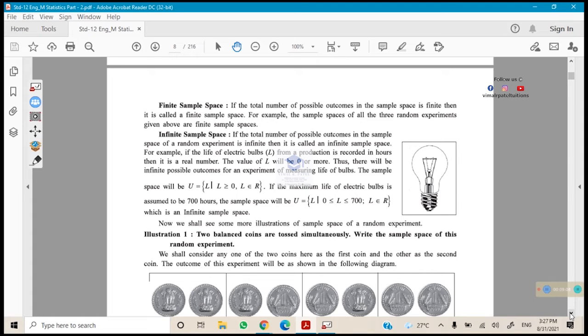But infinite sample space, if the total number of possible outcomes in a random experiment cannot be calculated, then it is infinite. Like the number of stars in the sky. Right? You cannot calculate hair, except the person is bald. Right, so it is an exception. So where you cannot exactly define or calculate the total number of outcomes with precision, then it is called an infinite sample space.